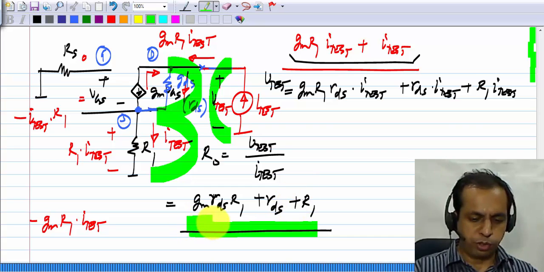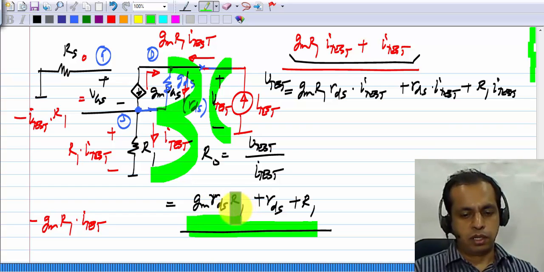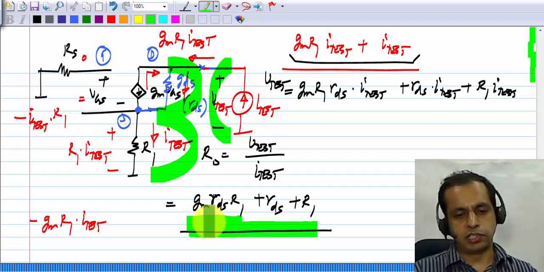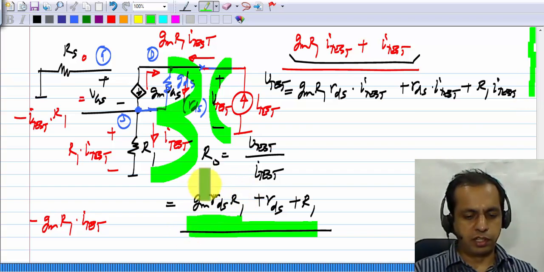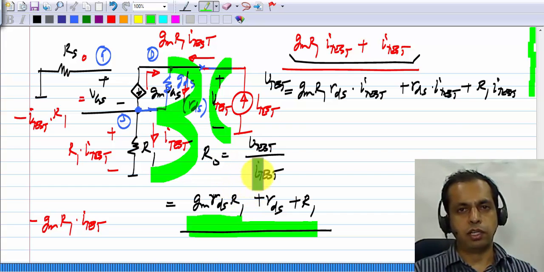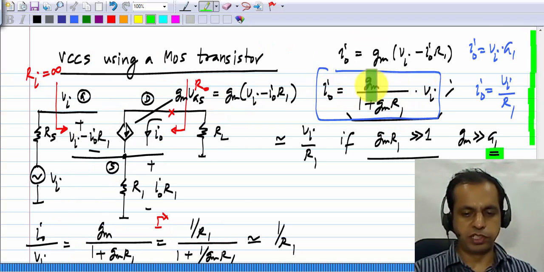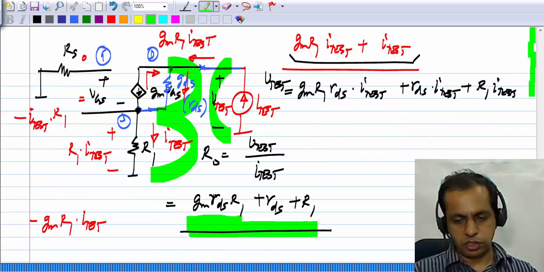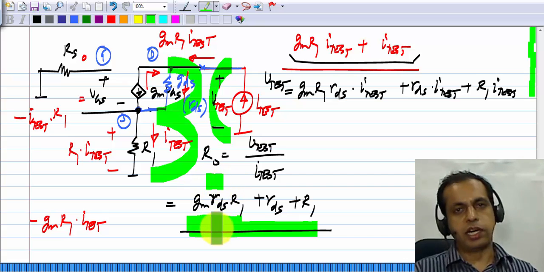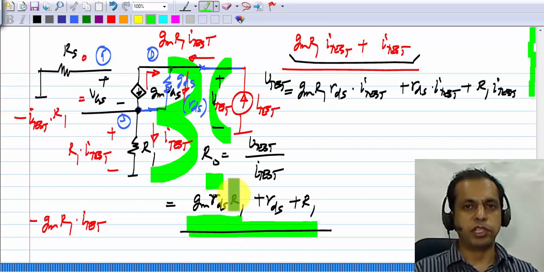It's very easy to see that it's going to be quite large, because we have this term, GM times RDS times R1. Now GM times RDS is the intrinsic gain of the MOS transistor. So this value of R1 is multiplied by the intrinsic gain, which is likely to be quite a large number. Another way to think about it is that GM times R1 has to be much more than 1. That is for our negative feedback circuit to work properly, right? So here we see that for this expression to approximate Vi by R1, GM times R1 has to be much more than 1. So RDS here is getting multiplied by a number much more than 1. So the output resistance is going to be much higher than what you see in a single transistor.